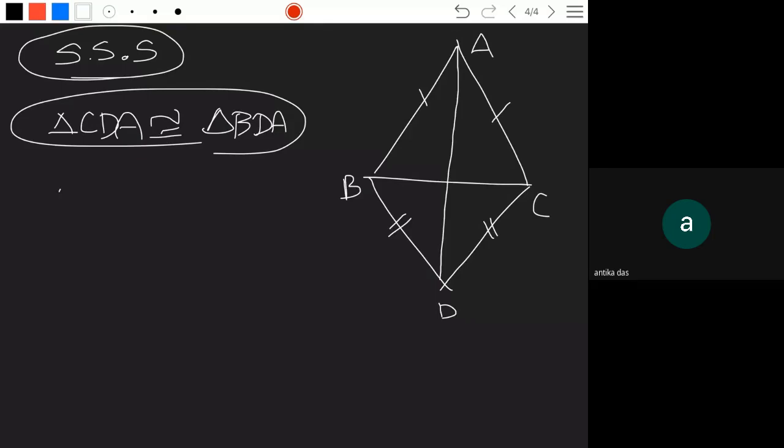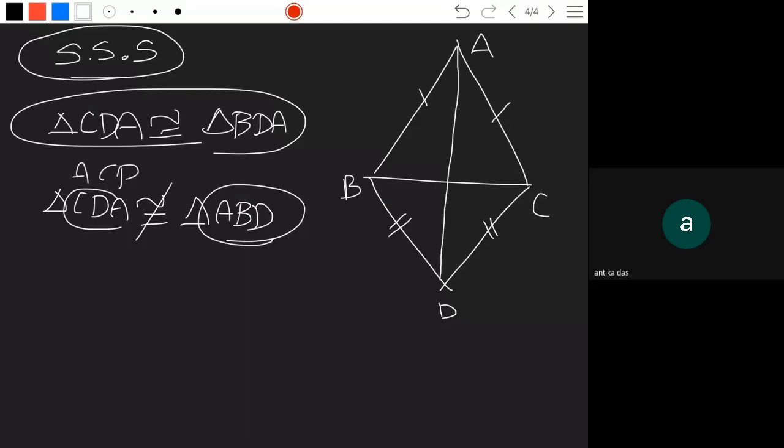Whenever you use triangle CDA congruent to, you cannot use triangle ABD. This is wrong. If you want to use ABD, you have to use ACD here, not CDA. Is it okay? Sir, it was clear that if we take ADA line, ABD means DBA and DCA, but the lines become clumsy and too many triangles are formed. You are getting confused.